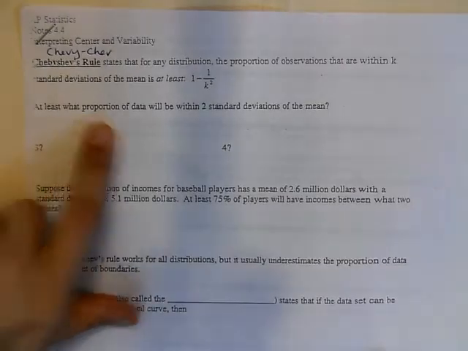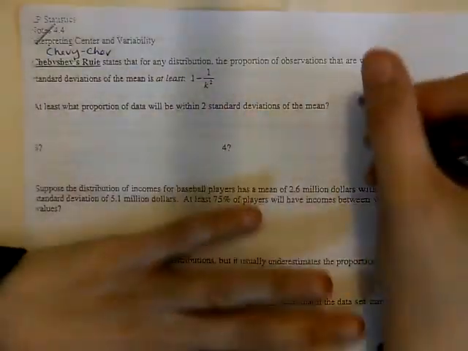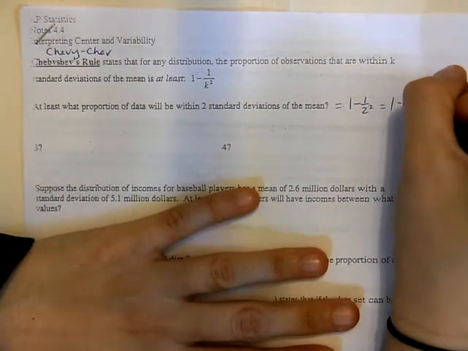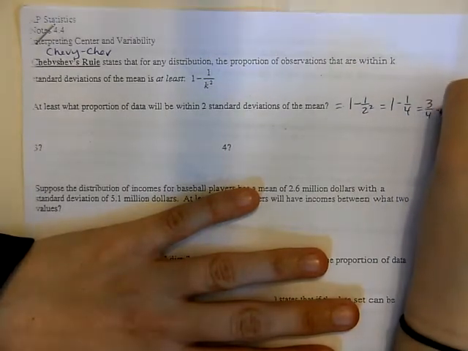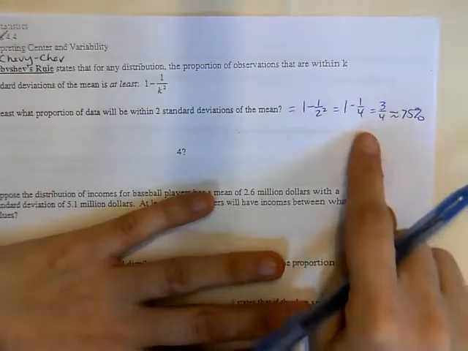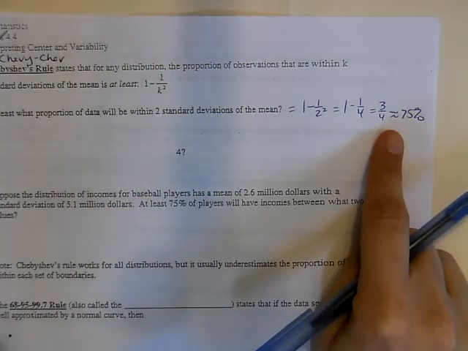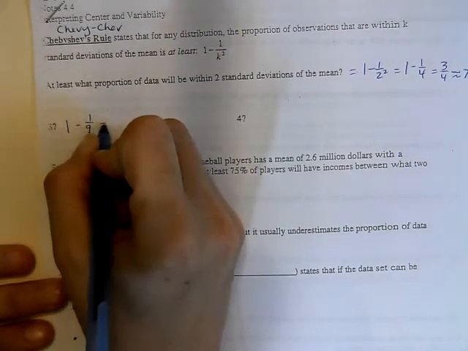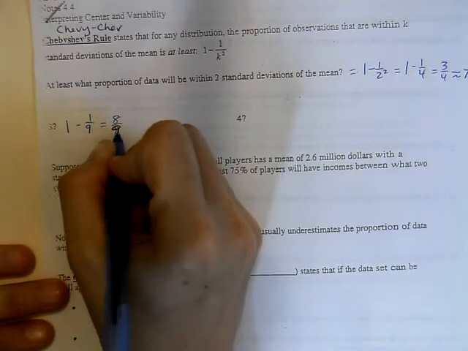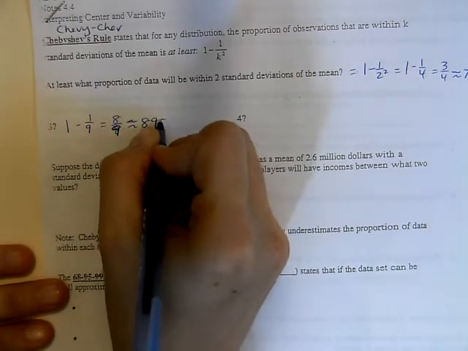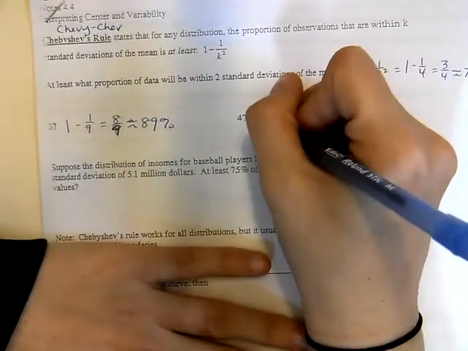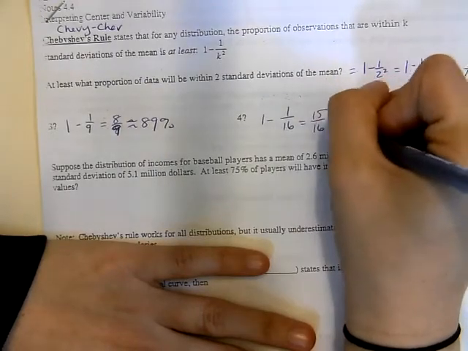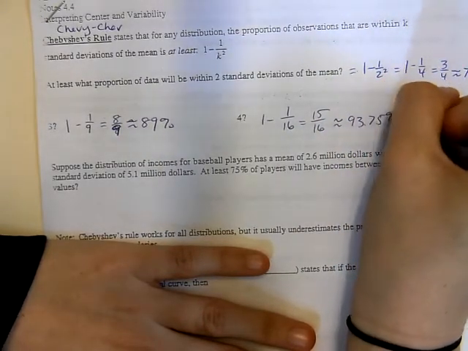So if I'm looking at what proportion of data should be within 2 standard deviations of the mean, I would do 1 minus 1 over 2 squared, so 1 minus a fourth, so 3/4, so about 75% of my data, which is sort of what we had at that last example yesterday. For 3 standard deviations, 1 minus a ninth, 8/9 is about 89%. For 4, 1 minus 1/16, so 15/16, so about 93.75%.